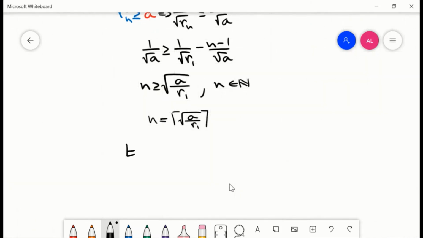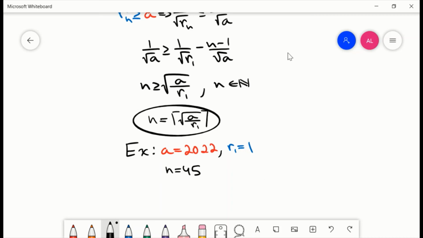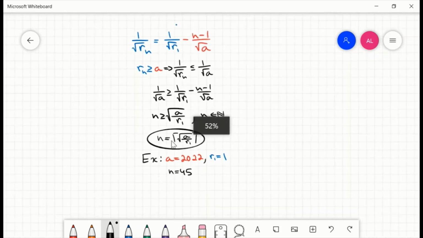So I'm just going to demonstrate the solution to this problem on a quick example. In the original Purple Comet test, we had a equals 2008 and r1 equals 1. But we will add a bit of a futuristic tone to this problem, and let's set a equal to 2022 and r1 equal to 1. So n is equal to 45 in that case, because the ceiling function of the square root of 2022 is 45, since that's the square root of 2025. And so basically we can just circle the answer and we're done.